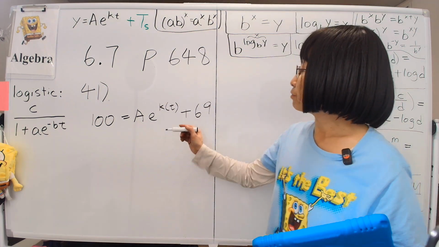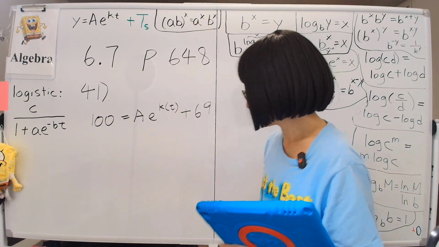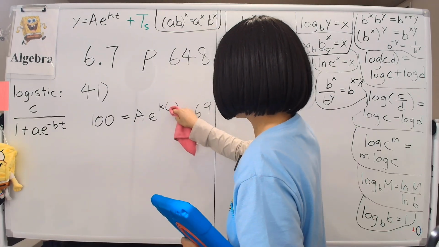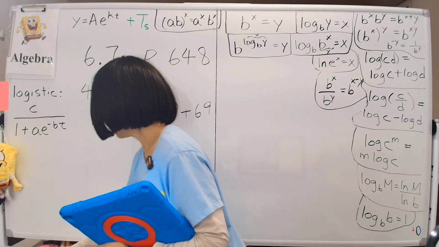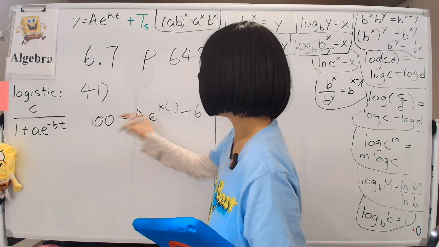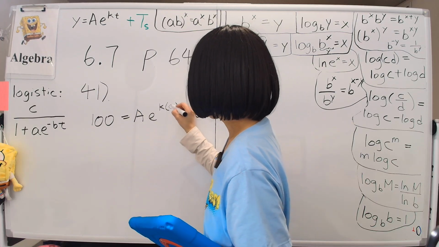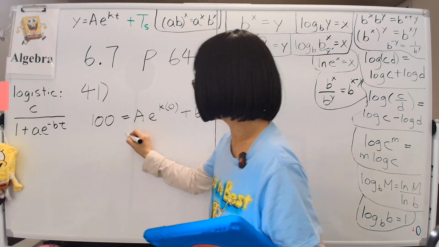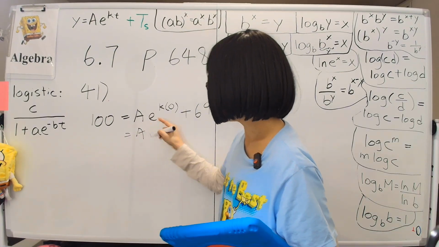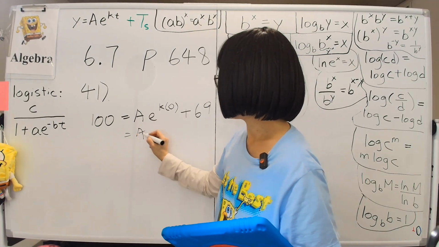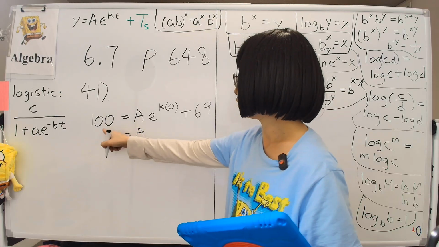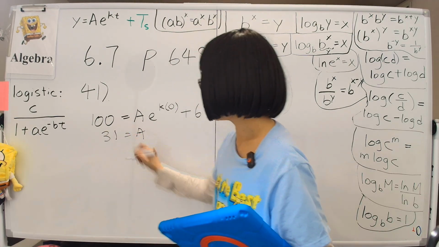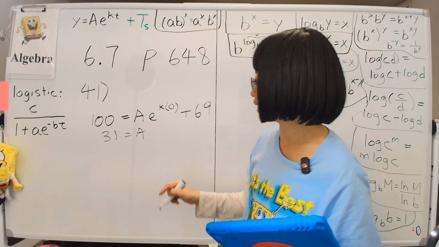So now when t is 0, this number is not just t, this is actually 0. So this is the initial situation. When t is 0, then this number is going to be equal to 100. In that case, e to the power 0 is 1, which means we can calculate A. So this thing is just 1. So the value of A is 100 minus 69, which is equal to 31. So that is what A ends up being.